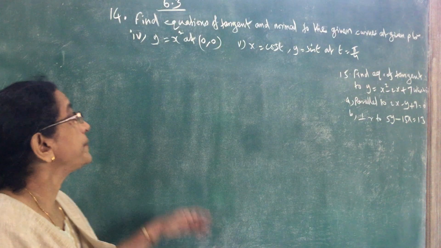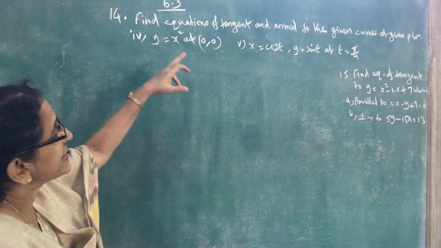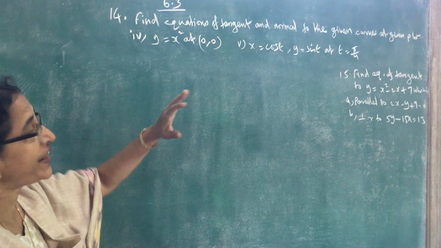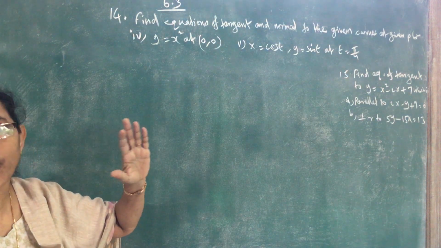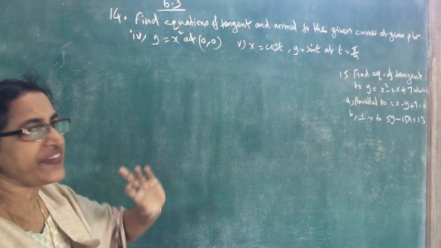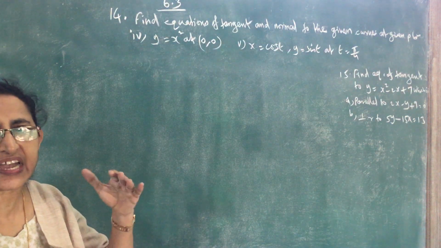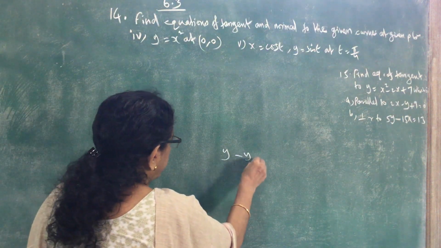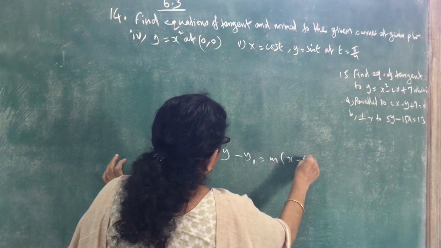6.3, 14th one. Find the equations of tangent and normal to the given curve at given points. So we have to find the equation of tangent and the equation of normal to this curve at the point (0, 0). To find the equation of tangent, a tangent is a line. The formula is y minus y1 equal to m into x minus x1.